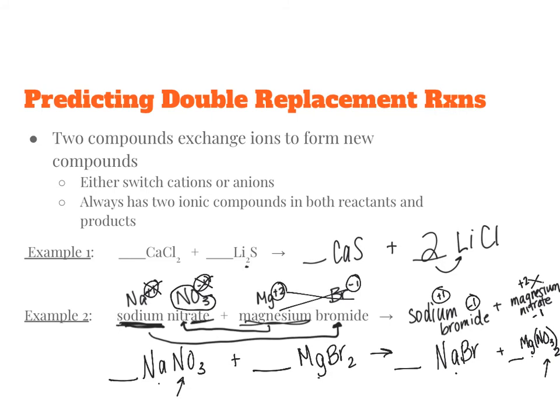To balance it, I'm going to have to put a coefficient in front of my sodium nitrate. When I do that, it changes how many sodiums I have, so I have to change that on the other side. Now I have 2 sodiums here, and I need 2 sodiums on the right side. When I do that, it changes how many bromines I have. Now I have 2 bromines on the right side, and lucky for us, that matches the bromine on the left side. Last check, magnesium: 1 on the left, 1 on the right. It is balanced.